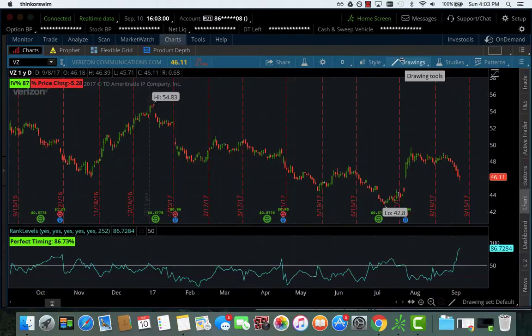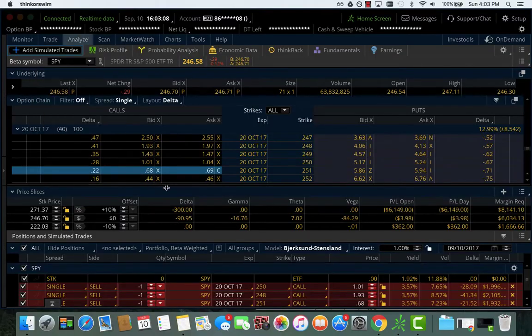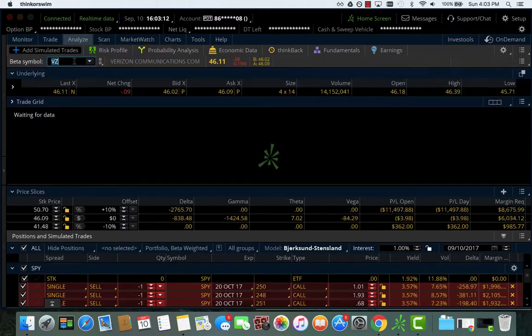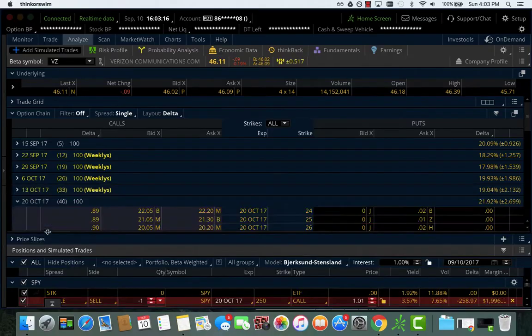So now I look at Verizon, I see high implied volatility, low price. I could sell a put, do a double long, etc. So I'm going to go ahead in Verizon and do a double long strategy because I know a double long strategy is more profitable over the long run than just selling a put outright.